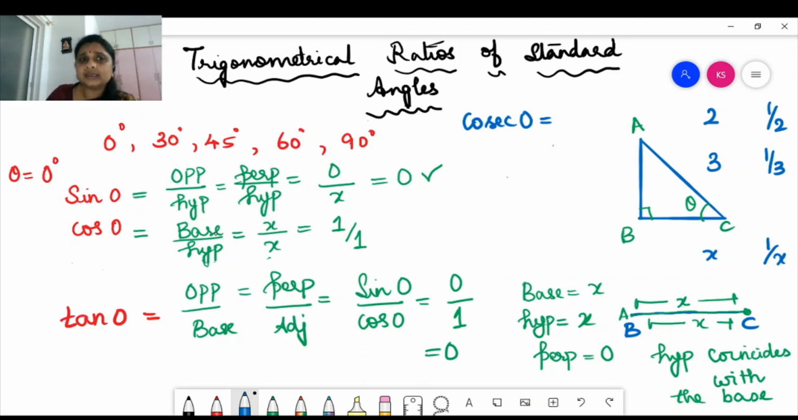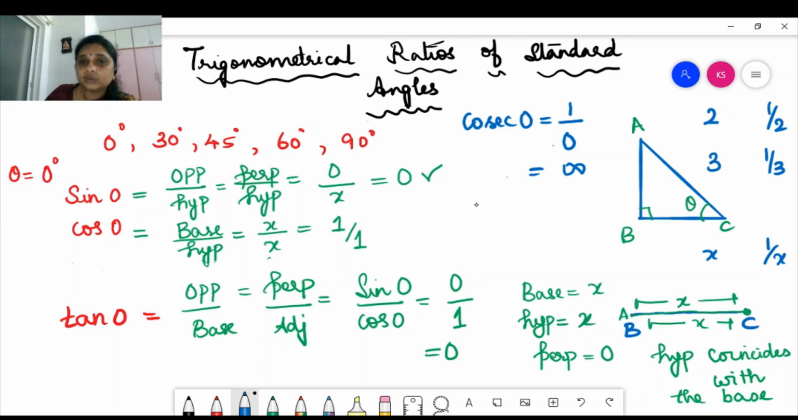Now, similarly, what is cosecant 0? It is going to be 1 by the sine 0 value. That's nothing but 1 by 0. When any number is divided by 0, that particular thing is not defined in mathematics. Anything divided by 0 is not defined. We call it infinity. 1 by 0 is infinity.